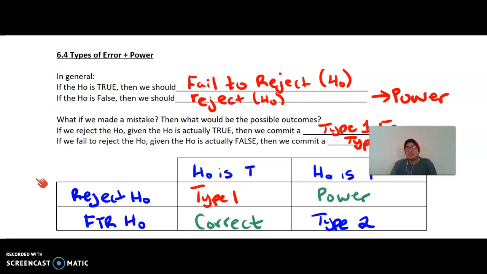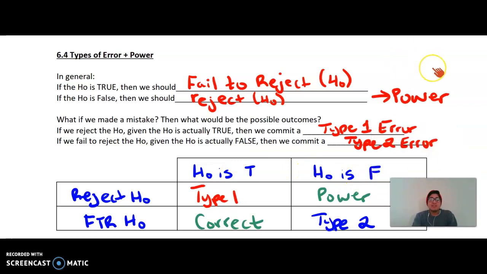We never say that we accept it, but we say that we fail to reject it, meaning we don't have enough evidence to claim otherwise. Likewise, if the null hypothesis is false, then we should reject it. We are wanting to reject a false claim. We call this the power of the test. There is power in rejecting a lie.